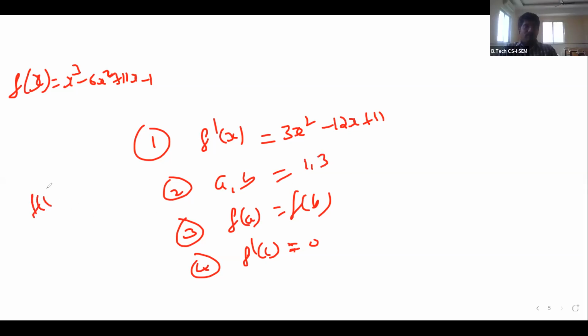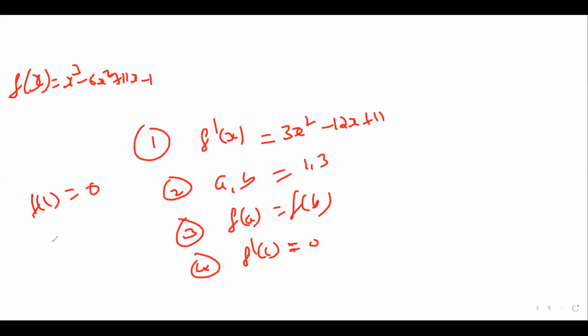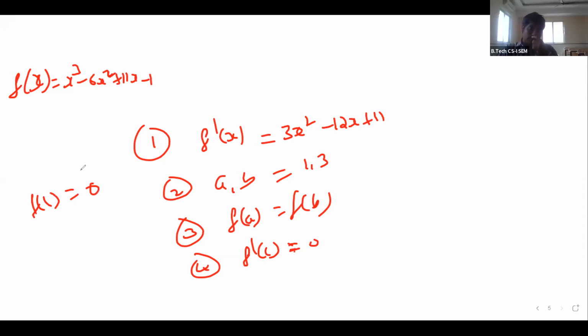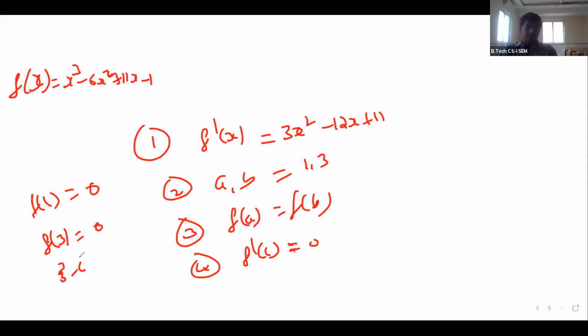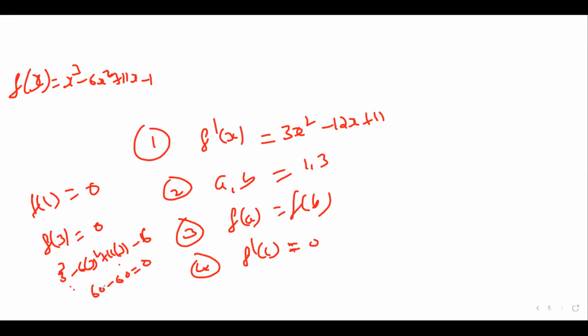Now find f of 1. f of 1 ఎంత చెప్పాలి తొందరగా? 0, sir. Very good. Why? ఎందుకంటే మీరు 1 పెడితే 1 minus 6 plus 11 minus 6. ఓకేనా? f of 3 ఎంత చెప్పండి? f of 3 is 0, sir. Why? 3 cube minus 6 into 3 square plus 11 into 3 minus 6, that is 27 minus 54 plus 33 minus 6, ఎంత? 60 minus 60, answer 0.